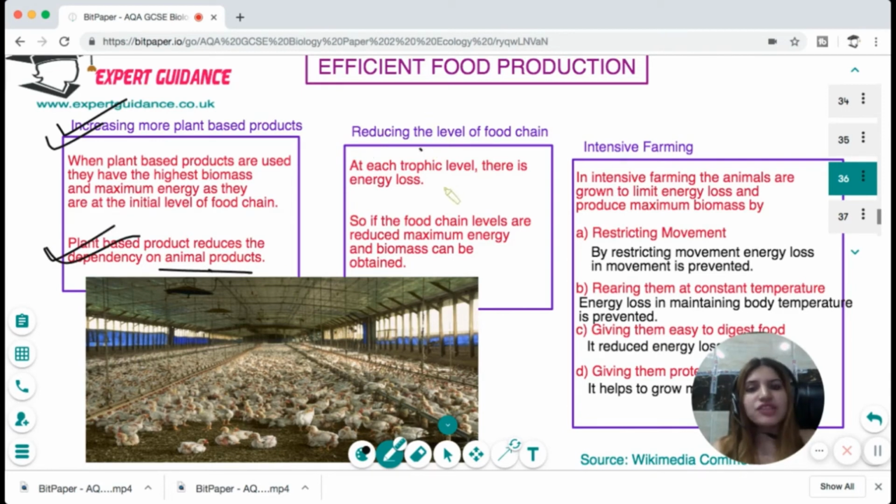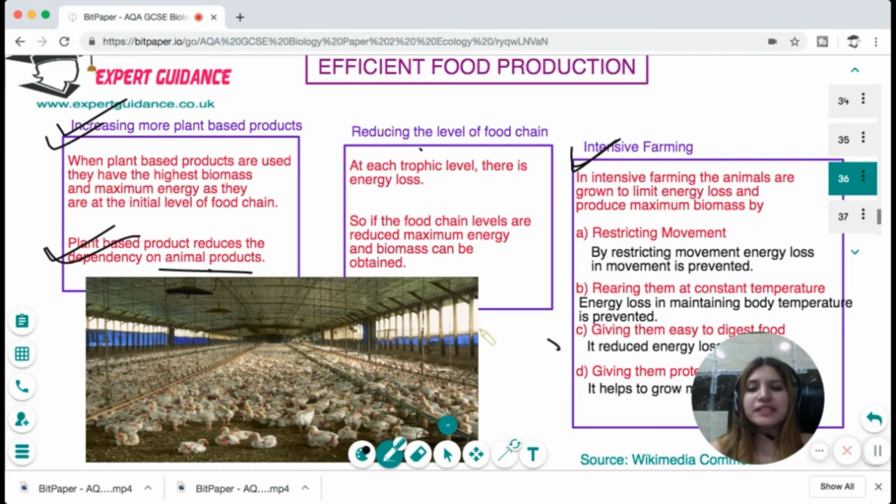Second, if we reduce the level of food chain and either eat the herbivore or the plant-based product, then we can get maximum energy. Or we can use intensive farming. Now, in intensive farming, animals and plants are grown in a greenhouse or proper controlled conditions so that we can limit the energy loss and produce maximum biomass.